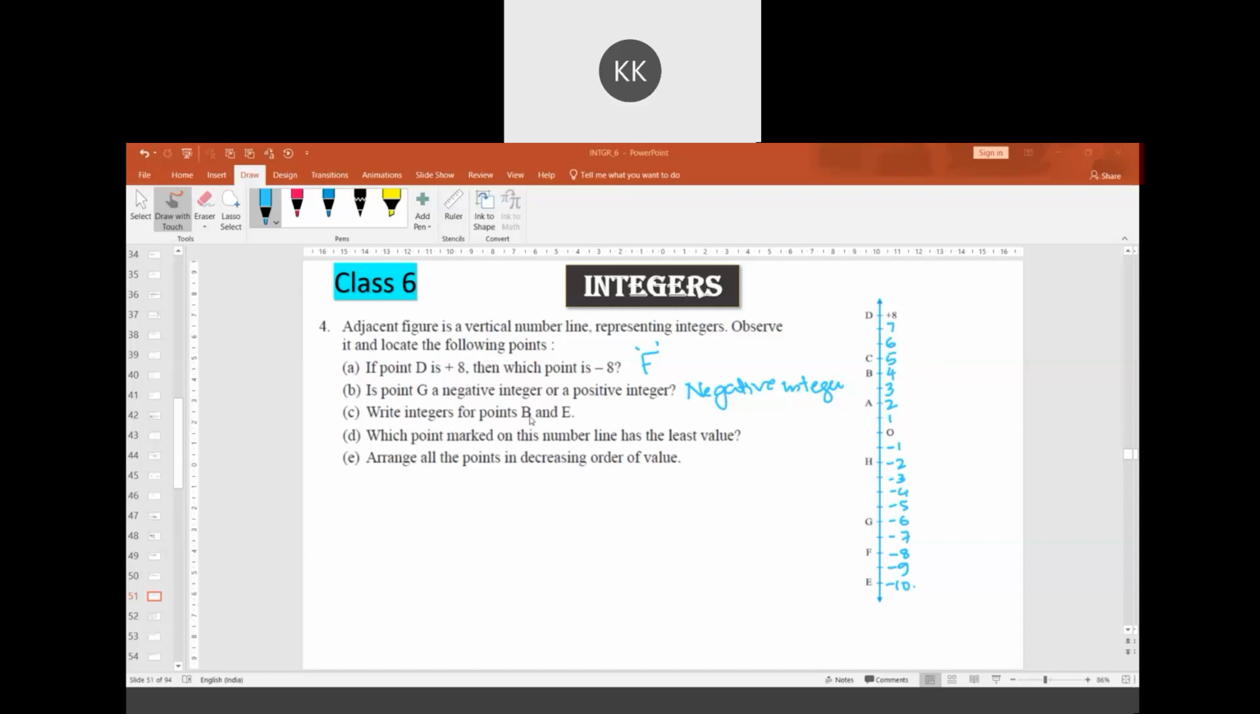Now write the integers for point B and point E. Point B is 4 and point E represents -10. So one is positive, the other is negative.